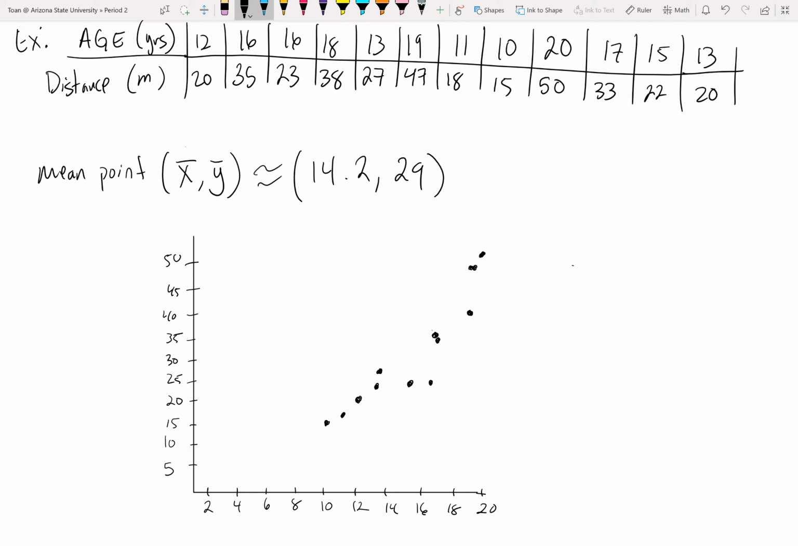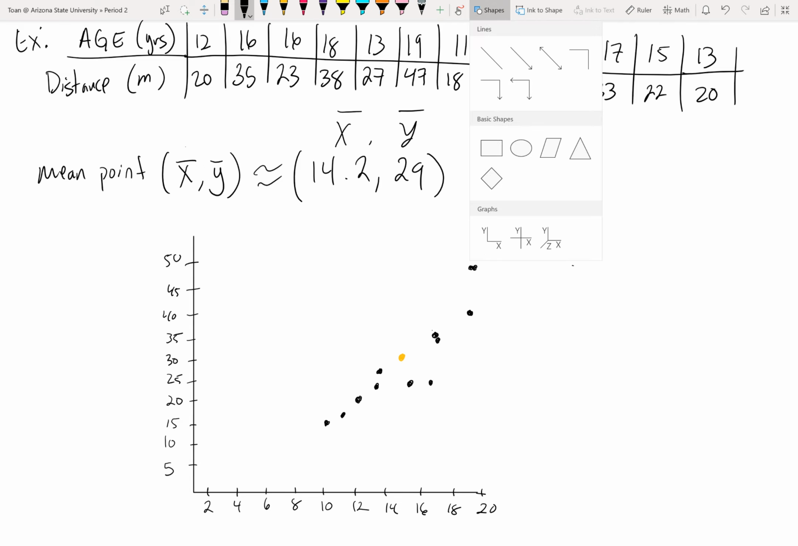I'll go ahead and plot my mean point, and just to make it stand out, I'll do a different color. 14.2 and 29 is, I'm going to guess somewhere right there. Why is that the mean point? Because it is the coordinates made from the averages of the x, comma, and the averages of the y. So it literally is the point of the averages. Yep.